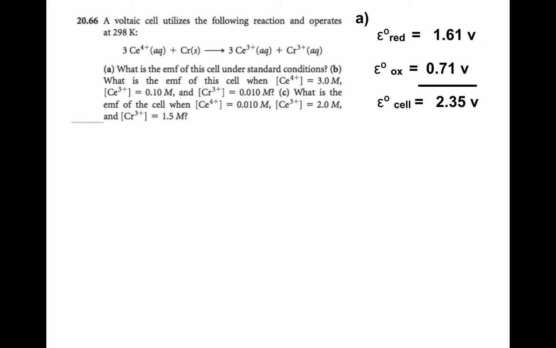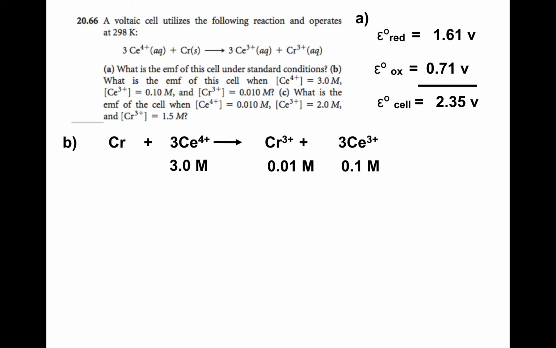B, what is the voltage for the cell when I have a 3 molar concentration of cerium 4 plus and a 0.1 molar concentration of cerium 3 plus? So I've got concentration of the reactants and concentration of both products here. Same thing: I'm plugging into the relationship between voltage at standard conditions and non-standard conditions, except I just have different values for the concentration of the products and the reactants.